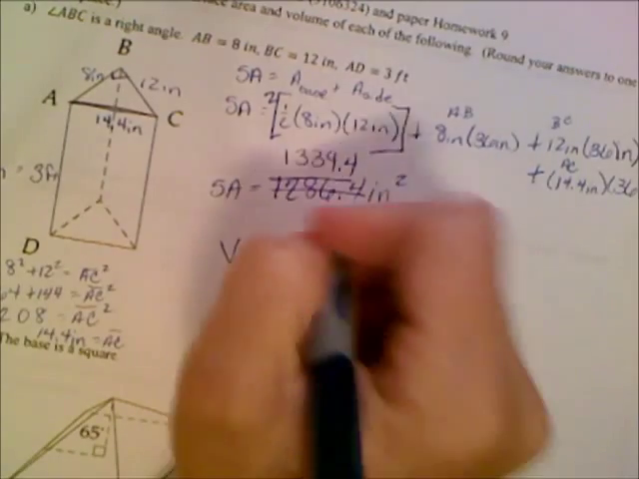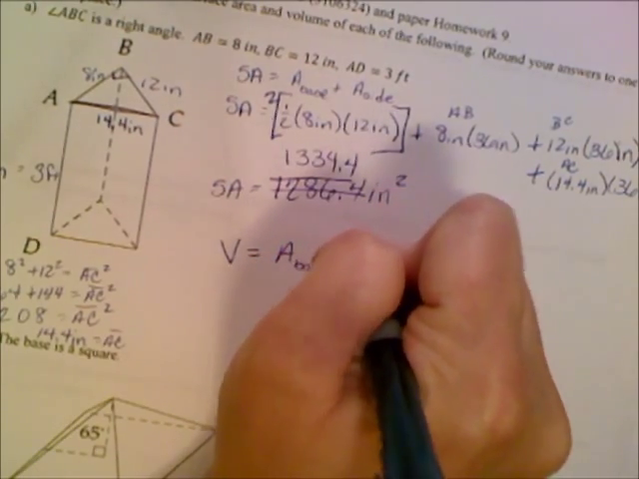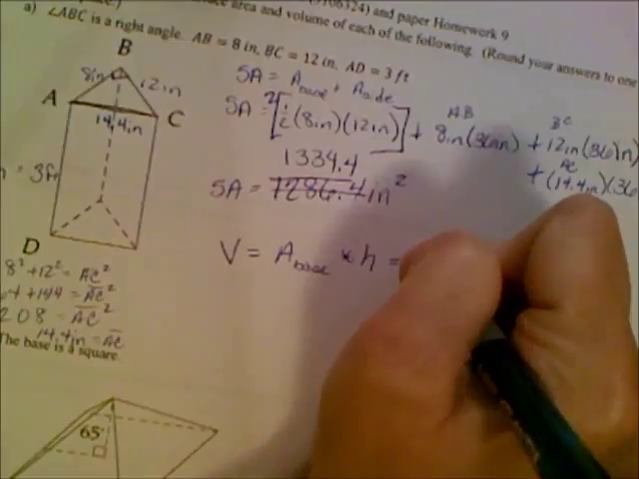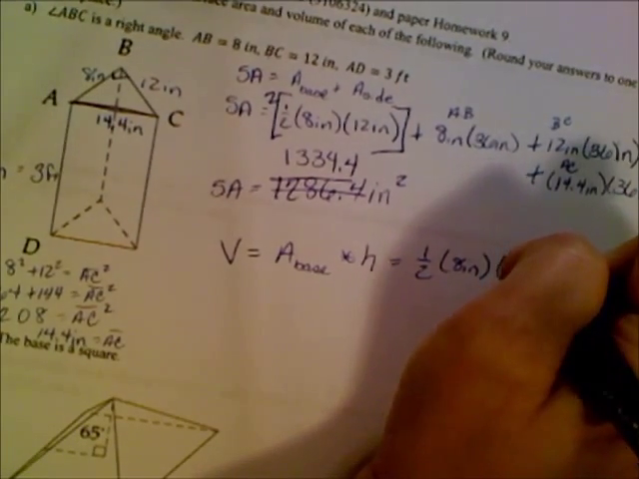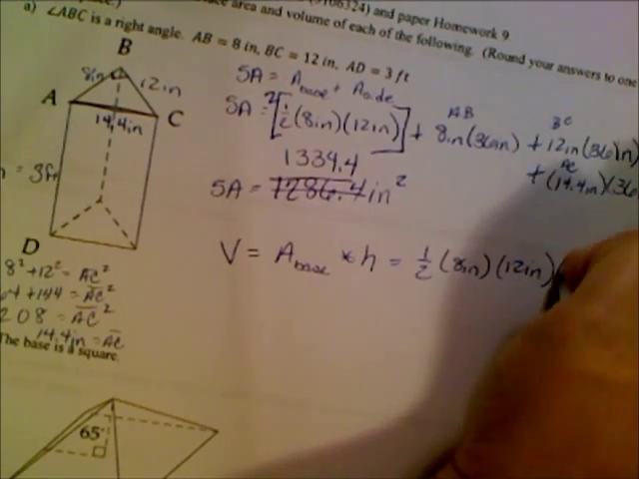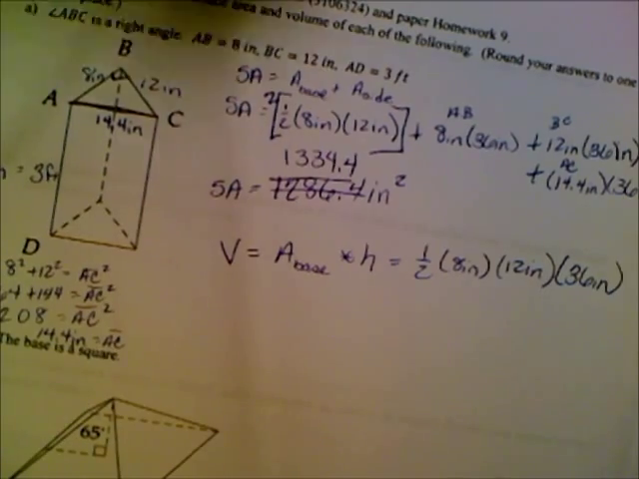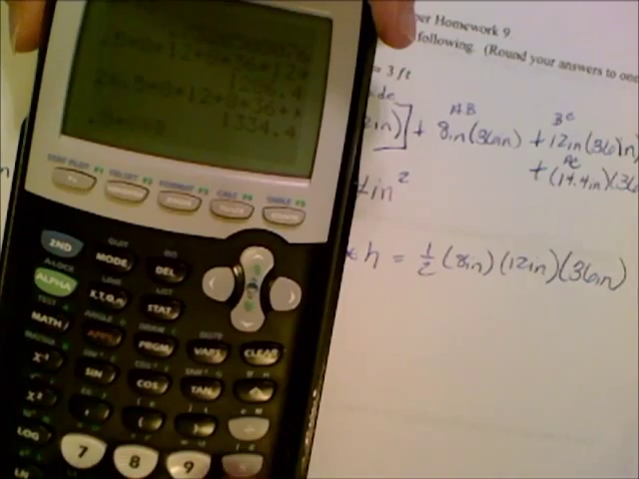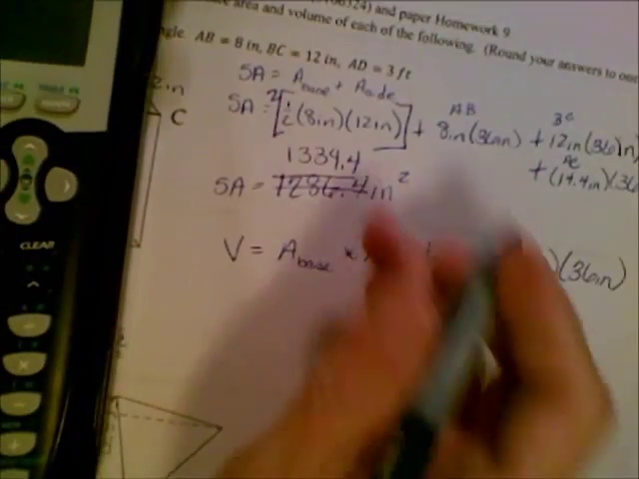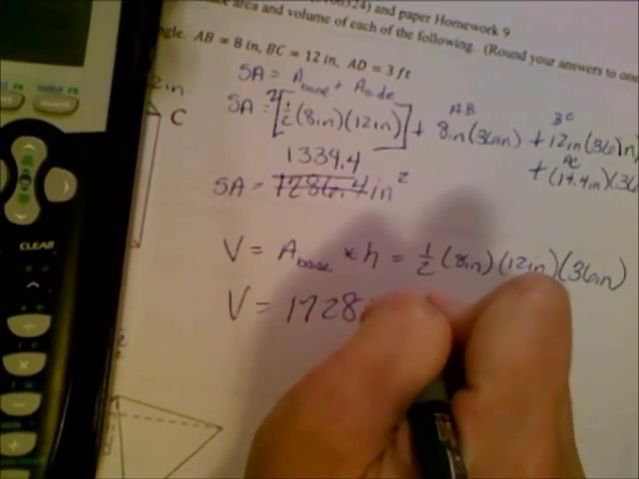To find the volume, it is the area of the base times the height. The area of the base is 1/2 times 8 inches times 12 inches, times my height of 36 inches. And so that's going to give me the volume. I put in 1/2 times 8 times 12 times 36, and that gives me that the volume is 1728 inches cubed.